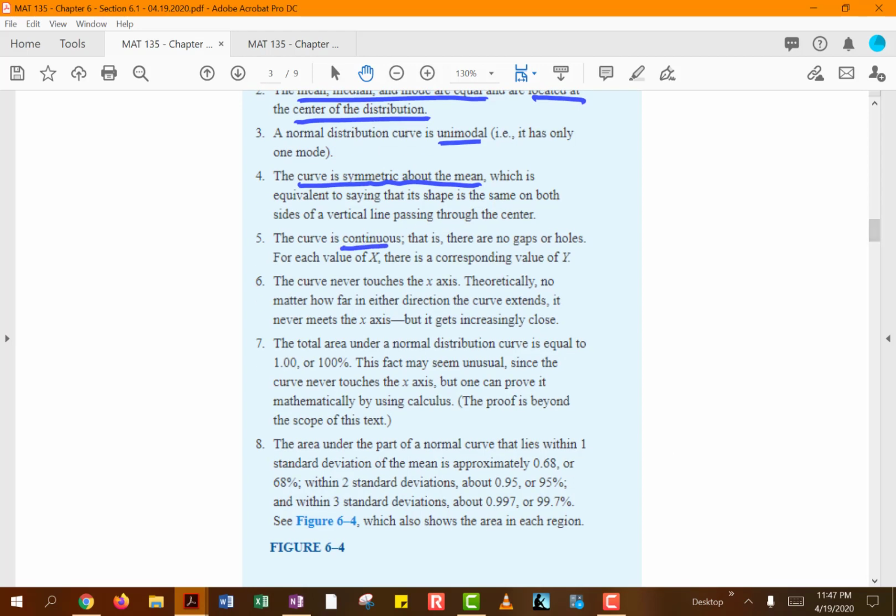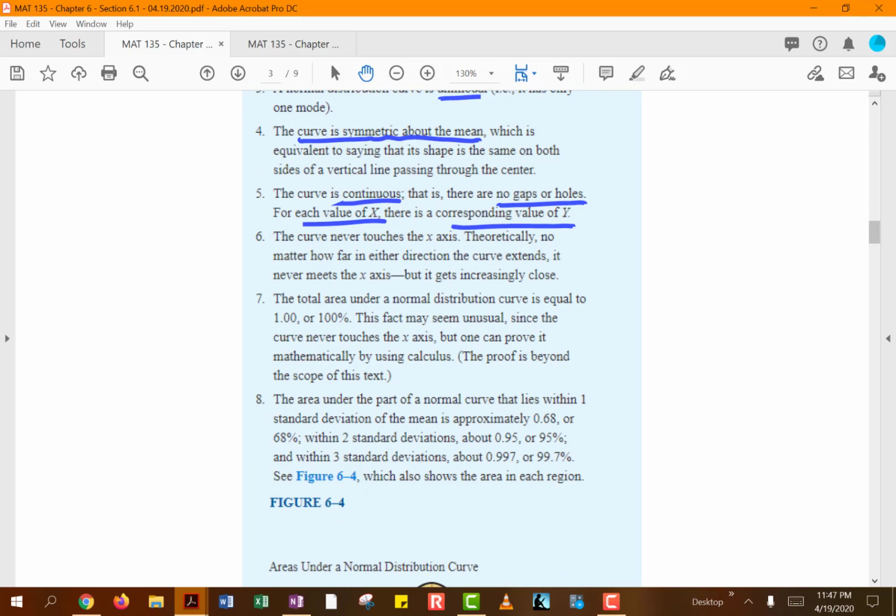Your curve is going to be continuous, so there should be no gaps or holes in your curve. You should have a nice continuous smooth curve. And what that basically means is that for each value of x, you have a corresponding value of y. Okay? Now here's another thing to remember. Your curve will never touch the x-axis. You will always see a little gap between the x-axis and your curve. So we're saying theoretically it does not matter how far in either direction the curve extends. Just remember that it never meets the x-axis. It gets really close to it. It just never touches it.